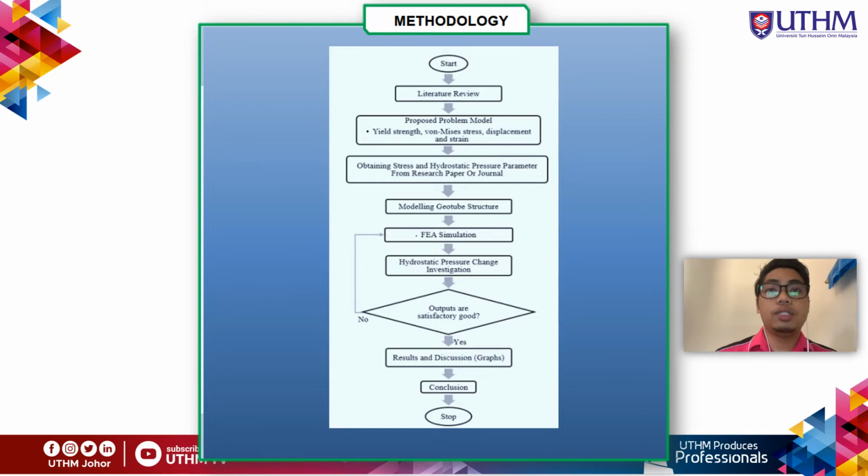Then we observe the changes on the geotube due to the pressure change. After we get the result, we must decide whether the result is satisfactory or not. If the result is not satisfactory, we go back to the simulation. But if the result is satisfactory, we go to the result and discussion part, where we conclude all the results and make a discussion.